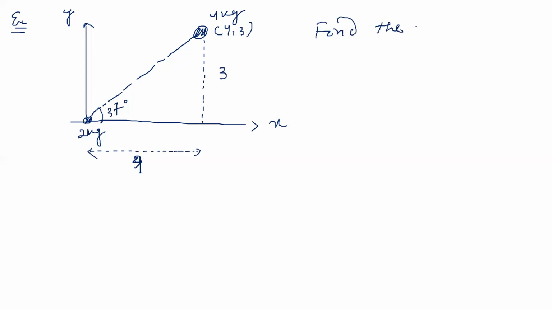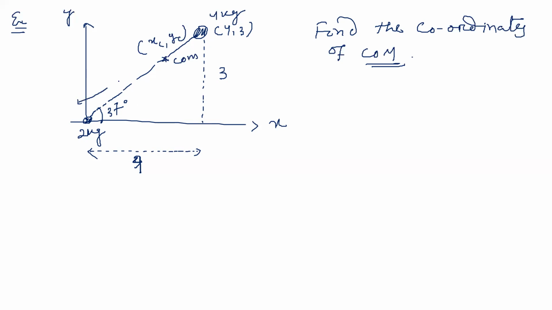Find the coordinates of the center of mass. Okay, let's see, students. This is 2 kg, no doubt, and this is 4 kg. Definitely the center of mass will be towards 4 kg. Yes or no? Let this be the center of mass, with coordinates xc and yc. Like we just found, x is equal to M2 into total distance by M1 plus M2. Yes or no, students?